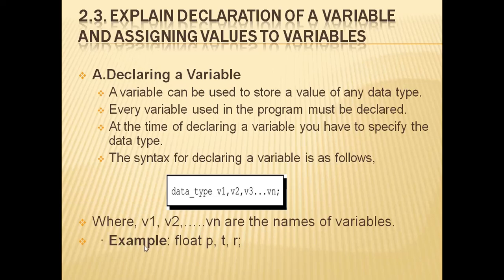If you observe this example, float space p comma t comma r, here p, t, r are the variable names, and float is the data type. The meaning of this declaration is that p, t, r are variables of type float data type.